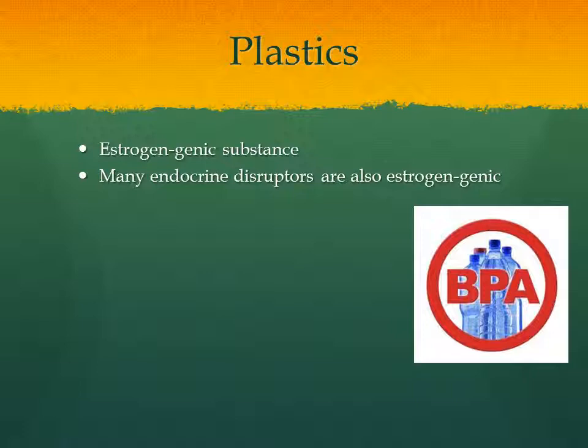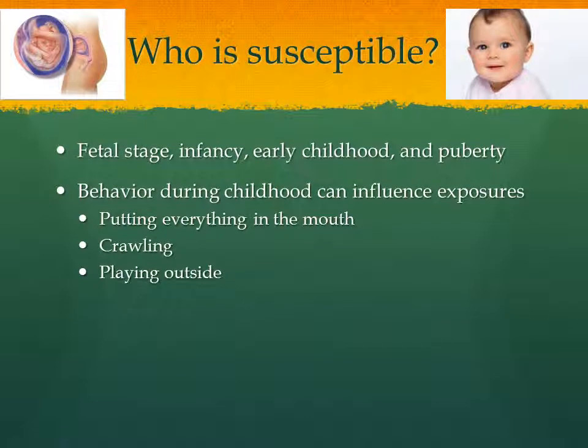So who is susceptible? Sometimes susceptibility is increased during developmental stages such as the fetal stage, infancy, early childhood, and puberty. These endocrine disruptors from plastics can cause harmful developmental differences in individuals. Some adults have also been found to be more susceptible as well. So what can we do?